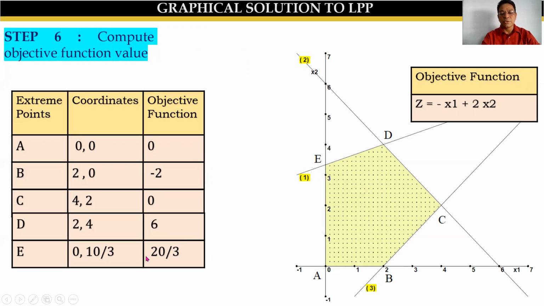So at E, we get x1 is equal to 0 and x2 is equal to 10 by 3 and z is equal to 20 by 3. That is 6 point something, which is not the answer. But at B, where x1 is equal to 2 and x2 is equal to 0 and z is equal to minus 2, that is the optimum solution. This is the optimum solution and our final answer.